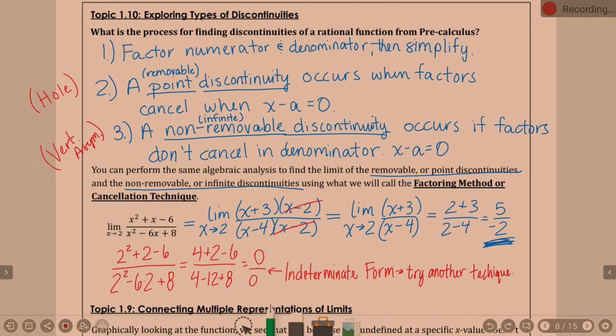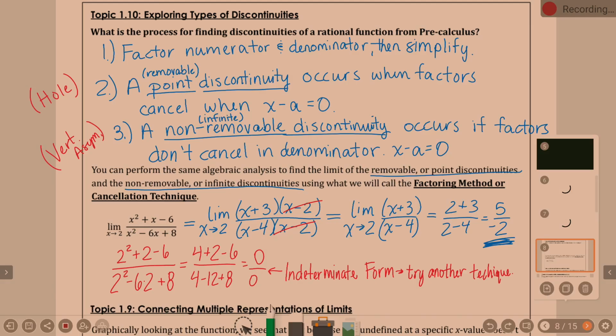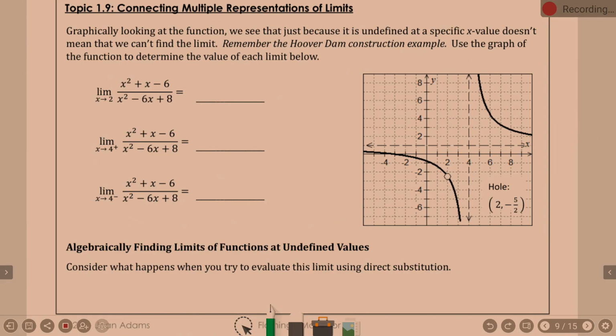Moving on. Maybe. Okay. Graphically, looking at the function, and you'll notice this is the same function from above, we see that just because it's undefined at a specific x value doesn't mean we can't find the limit. The Hoover Dam construction example, that was the one where they had the 2 pieces meeting there. Use the graph of the function to determine the value of each limit below.